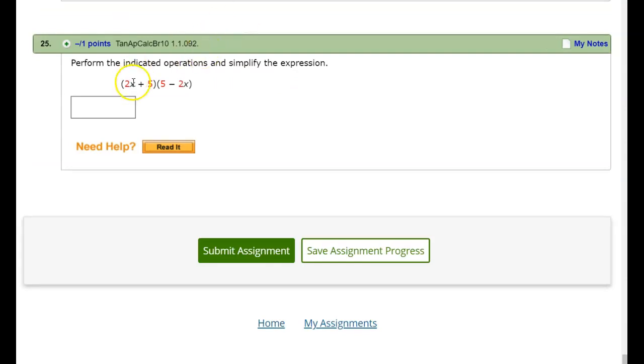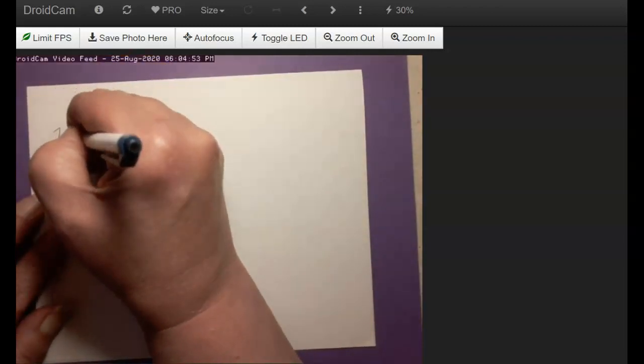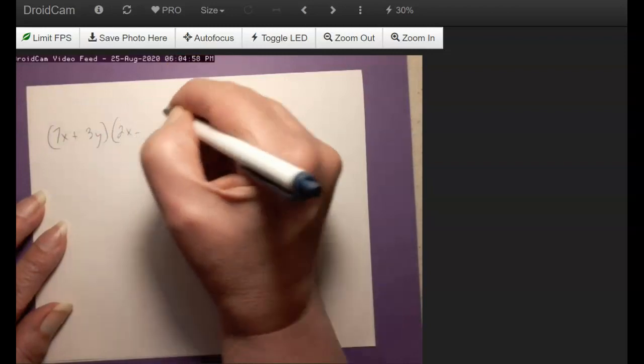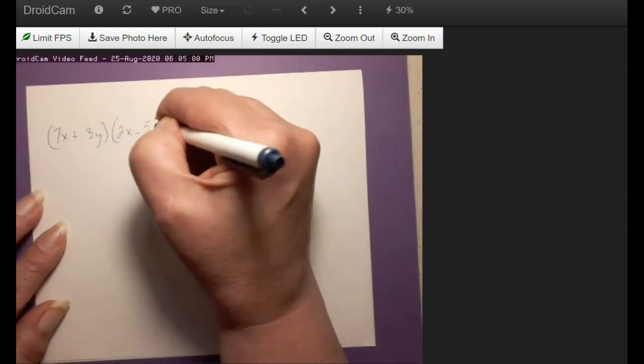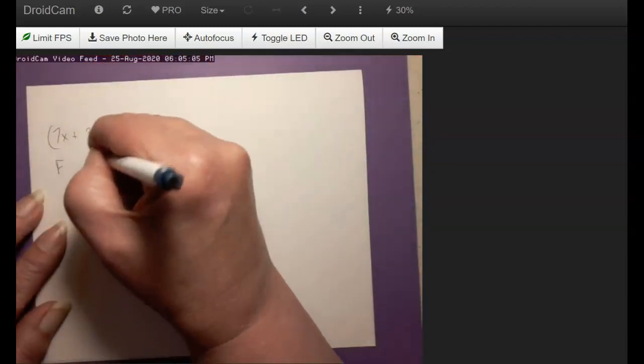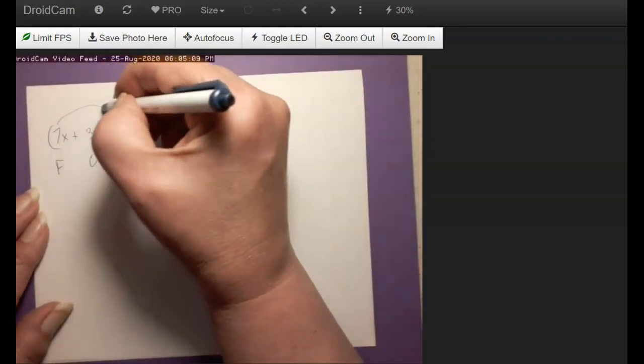The next one again is FOIL. And I guess I should show you an example of FOIL because I keep mentioning it, but you might not actually remember it. So let's do an example of FOIL. If I have 7x plus 3y times 2x minus 5y. I'm foiling: first, outer, inner, last. So the first would be the first two terms here.